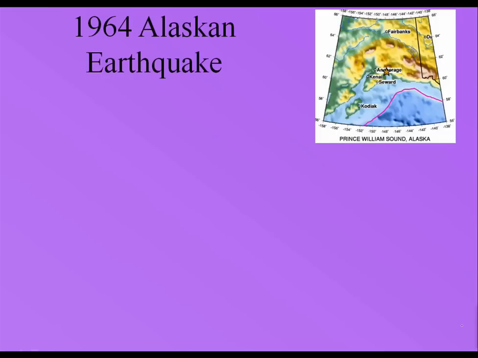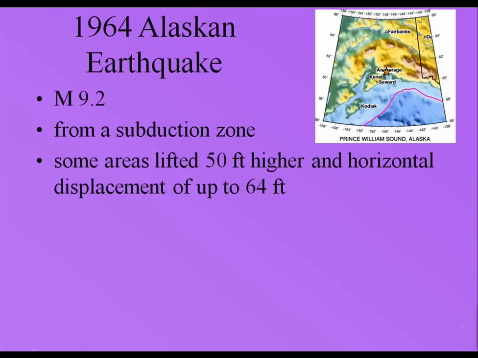A plate boundary is responsible for the worst earthquake in the United States. That was the 1964 Alaskan earthquake. It was a magnitude 9.2 and occurred because the Pacific Plate was sliding underneath the subduction zone of the Aleutian Trench. This produced areas that were lifted 50 feet in the air and a displacement up to 64 feet.